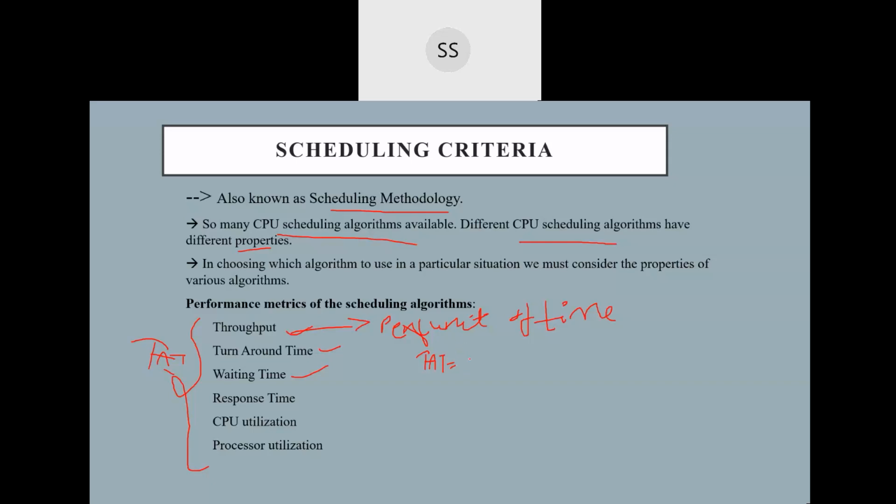So turnaround time is the waiting time in the ready queue plus executing time plus waiting time in the queue for IO, that is input and output. The ready queue is the initial one; after the new state, you will observe the ready queue. Turnaround time is the sum of the waiting time in the ready queue, executing time, and waiting time for IO.